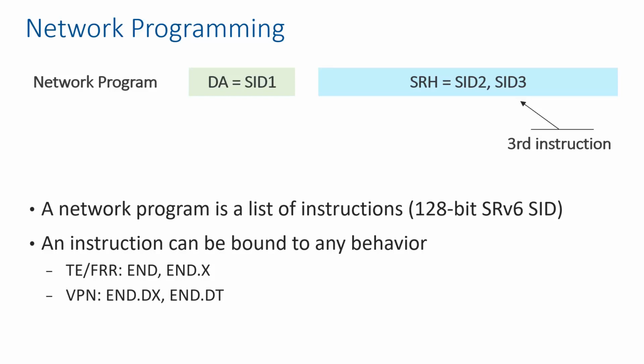The types of instructions that we have defined in order to have an open interoperable solution at the IETF are, for example, instructions related to traffic engineering and fast reroute. They are the so-called End and End.X. Very easily, this is the shortest path to a node, and the shortest path to a node followed by a forwarding adjacency over a specific chosen link. And then we have obviously VPN instructions that are doing decapsulation and cross connection on a chosen attachment circuit, or decapsulation and lookup in a VPN table.